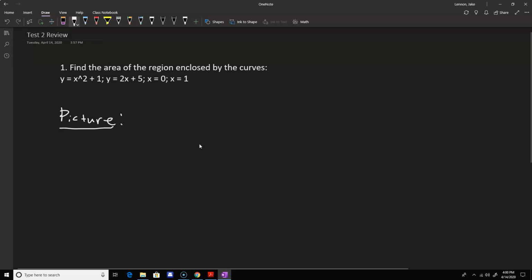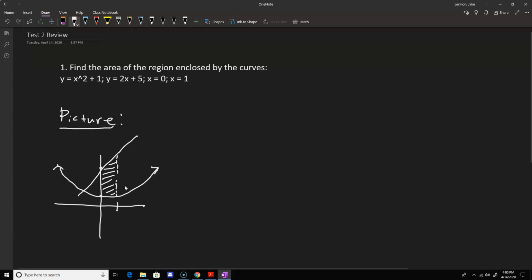We don't necessarily know, but they probably aren't going to intersect during this region. y equals x squared plus 1 maybe looks something like this. This is probably more accurate. And then y equals 2x plus 5. So this has a y-intercept of 1. This one has a y-intercept of 5 and a slope of 2. So this line's maybe doing something like this. And then we're just trying to find the area between these two curves from 0 to 1. So basically we're looking for this area right here, this shaded region.